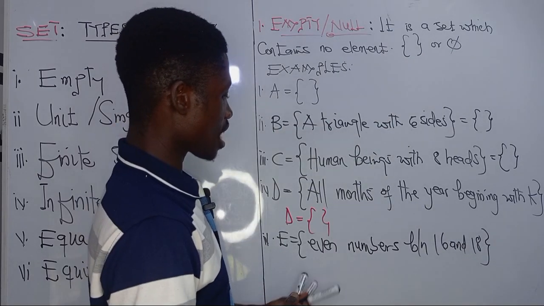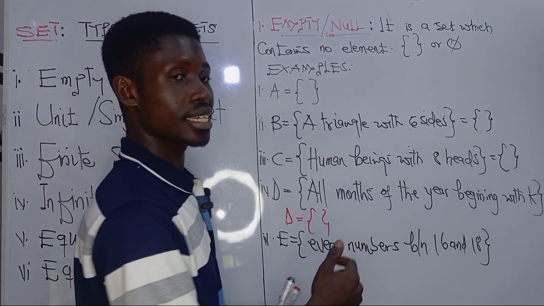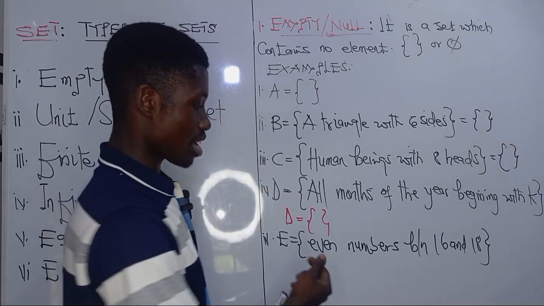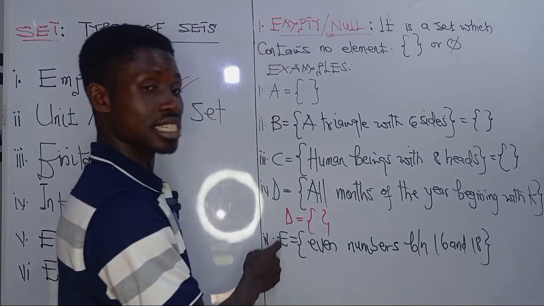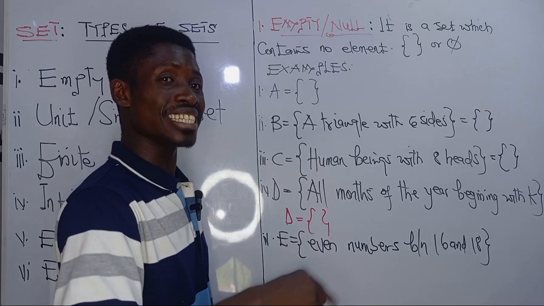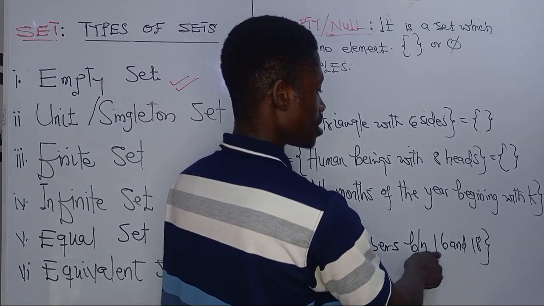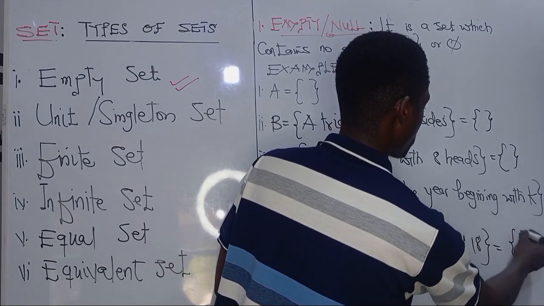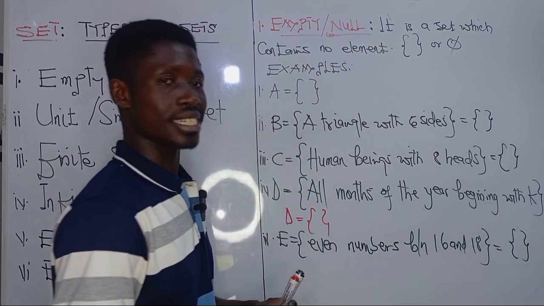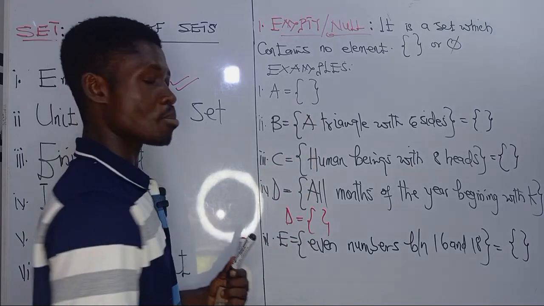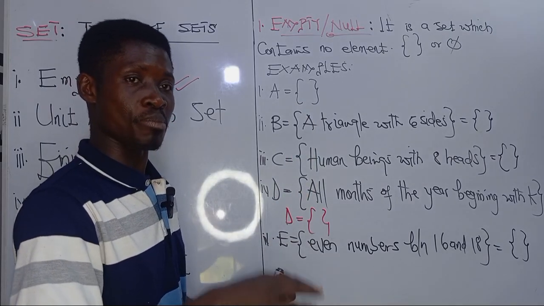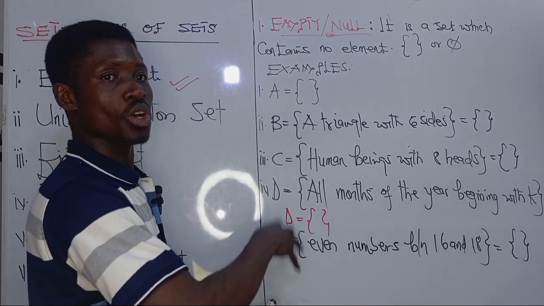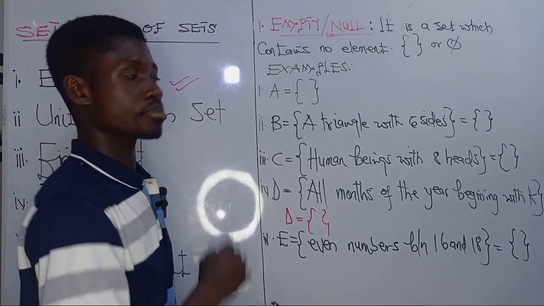Let's look at the last one. So we have even numbers between 16 and then 18. So if you have to list the element for this particular set E, you realize that we are not going to get any even number that is between what? 16 and then 18. So this set also becomes what? An empty set. So these are examples of an empty set, and I believe you can give more examples on that.